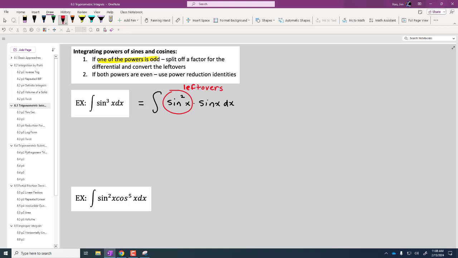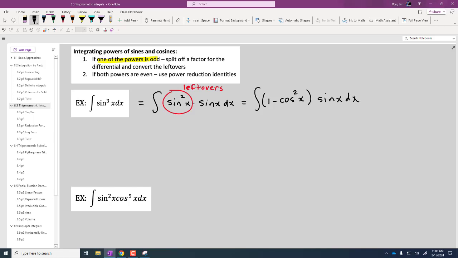When we get to secants and tangents, it's the same idea. If the leftovers are secants, we turn them to tangents. If the leftovers are tangents, we turn them to secants. So when we say convert the leftovers: sine to cosine, cosine to sine, secant to tangent, tangent to secant. All right, so let's convert these leftovers now. Sine squared is the same as 1 minus cosine squared. So now we've converted the leftovers.